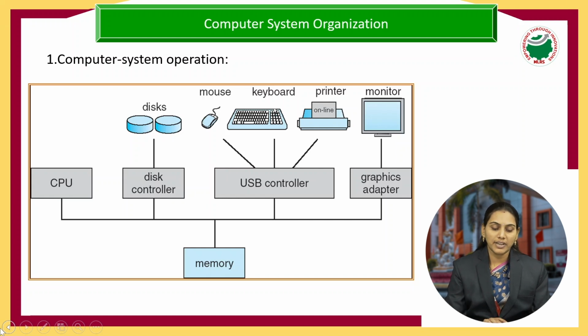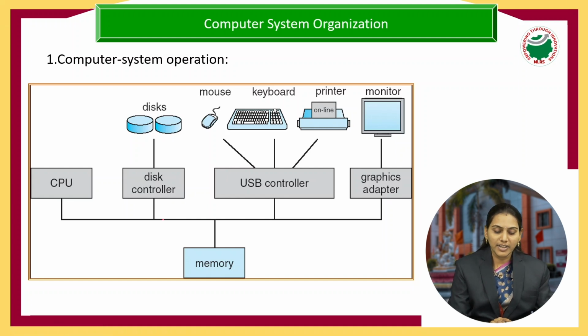Here, each device controller, first look at the diagram. We have the CPU and different types of device controllers. A device controller is in charge of a particular device. Here the disk controller is in charge of the disk. The USB controller is in charge of the input and output devices, here mouse, keyboard and printer. The graphics adapter is in charge of the monitor. Each of these we call a device controller.